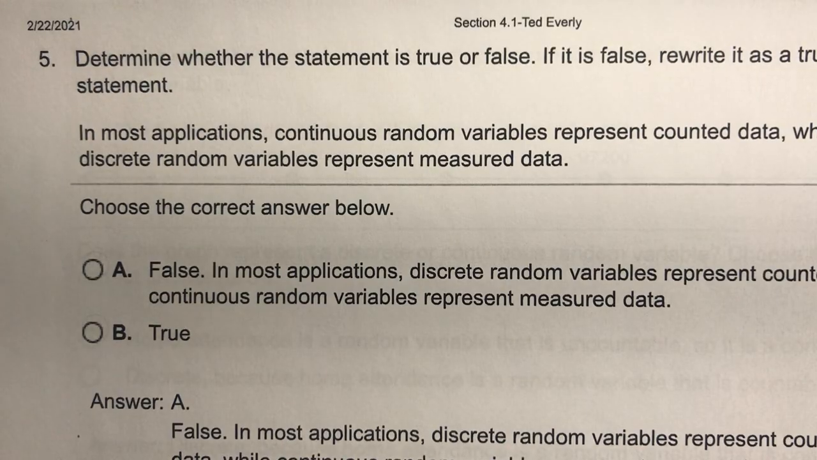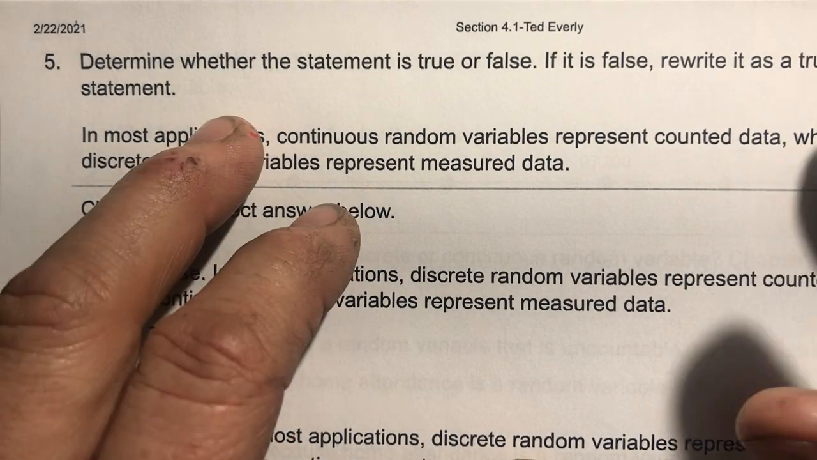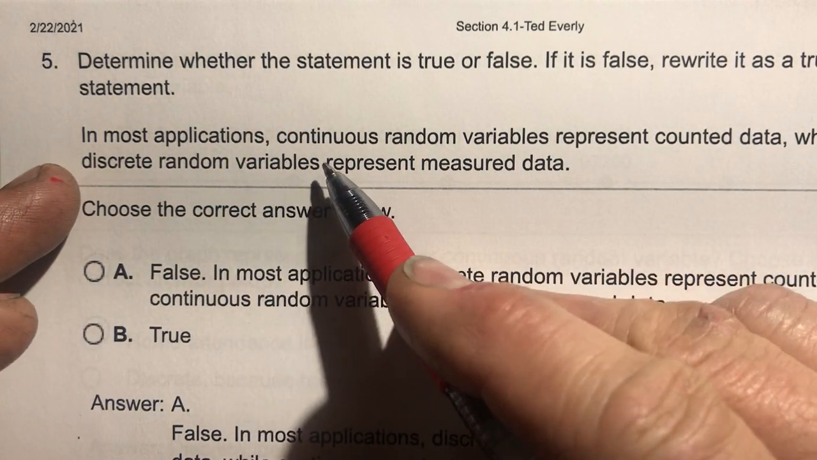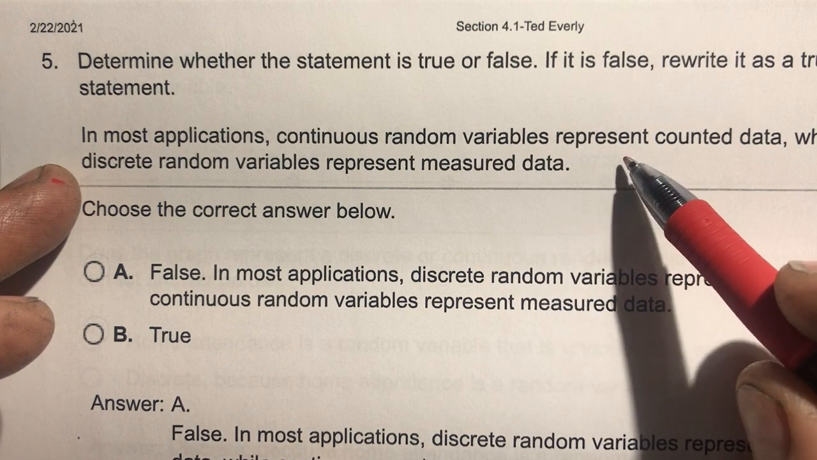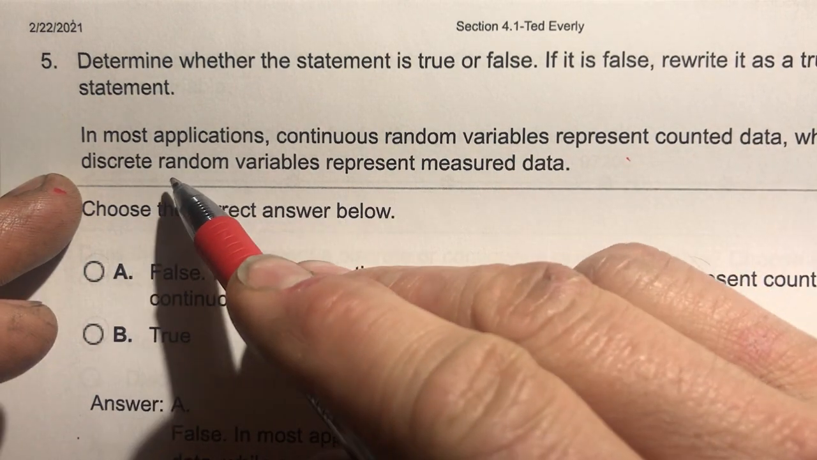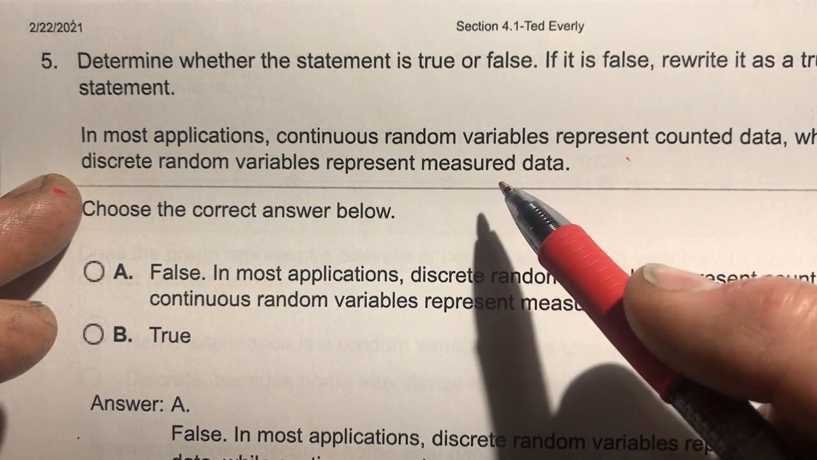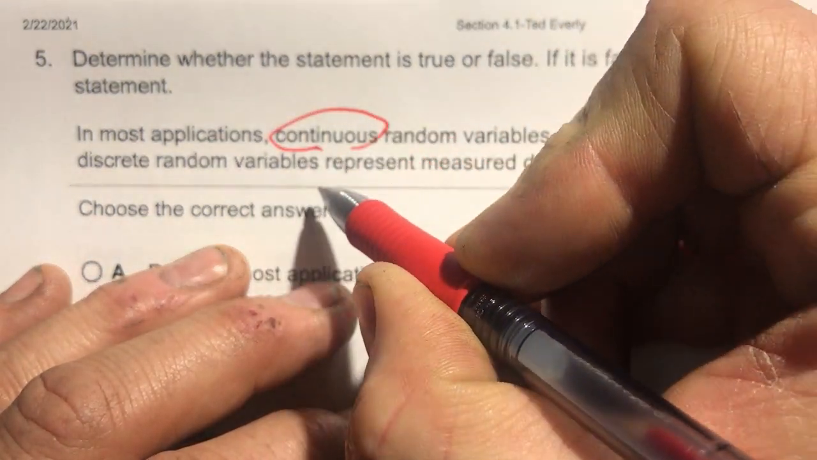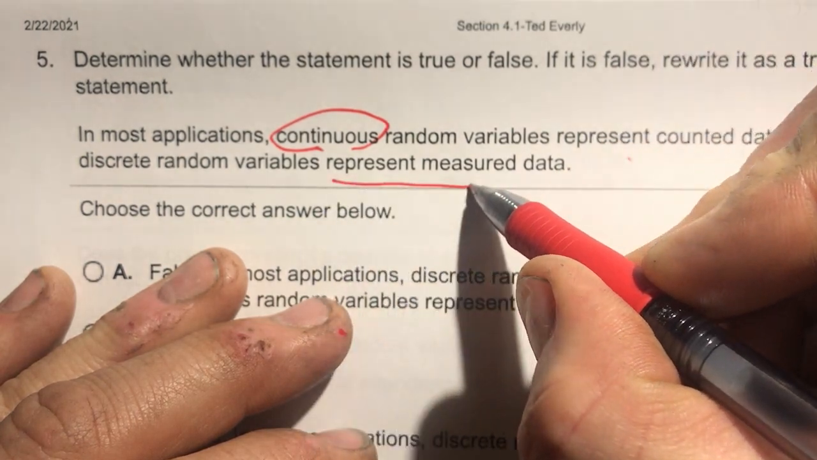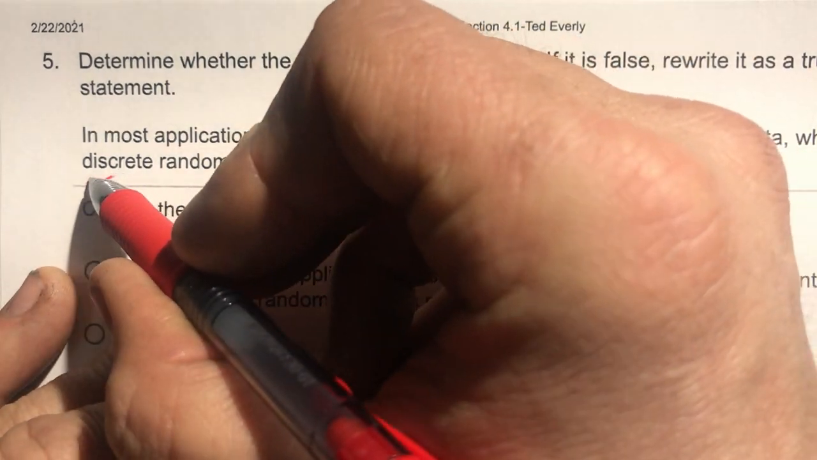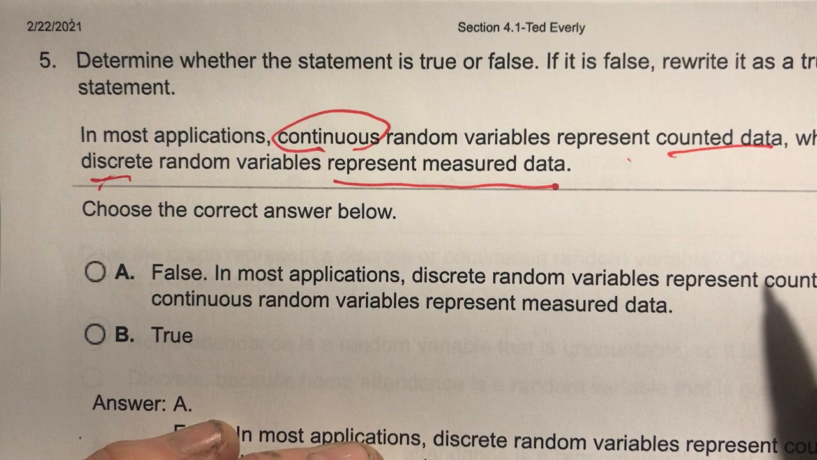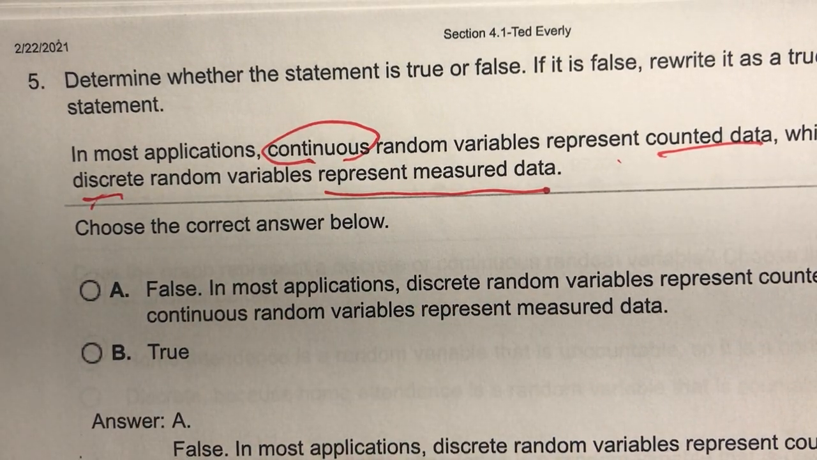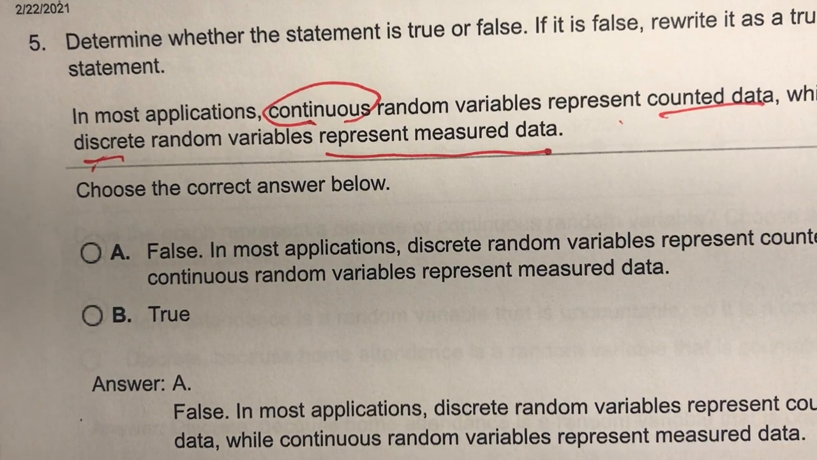Okay. Number 5, determine whether the statement is true or false. In most applications, continuous random variables represent counted data, while discrete random variables represent measured data. All right, these are backwards. Continuous is measured. Discrete is counted. So this is false. It should be the other way around, and that's what this is saying right here.